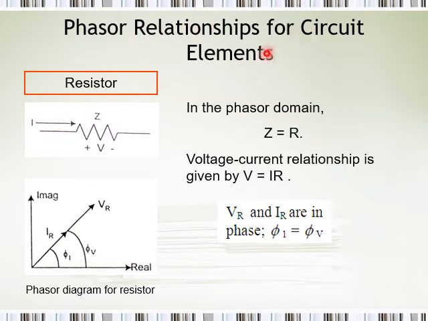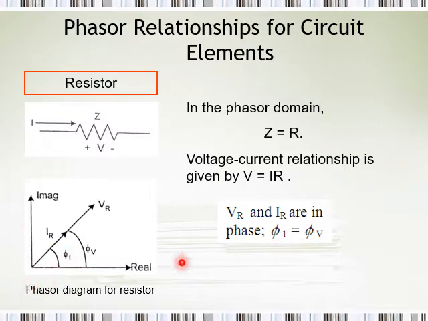Phasor relationship for circuit elements. Resistor. In the phasor domain, for a resistor, the impedance is equal to R, the resistance. The voltage current relationship is given by V equal to IR. That means V and I are in the same phase.